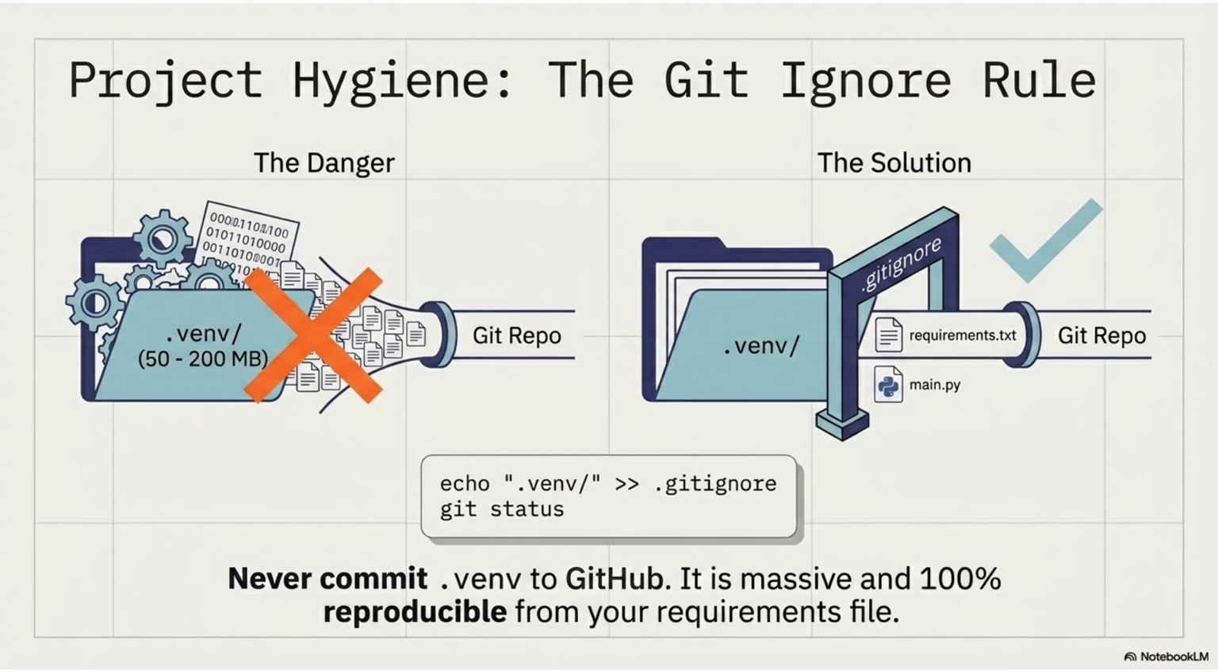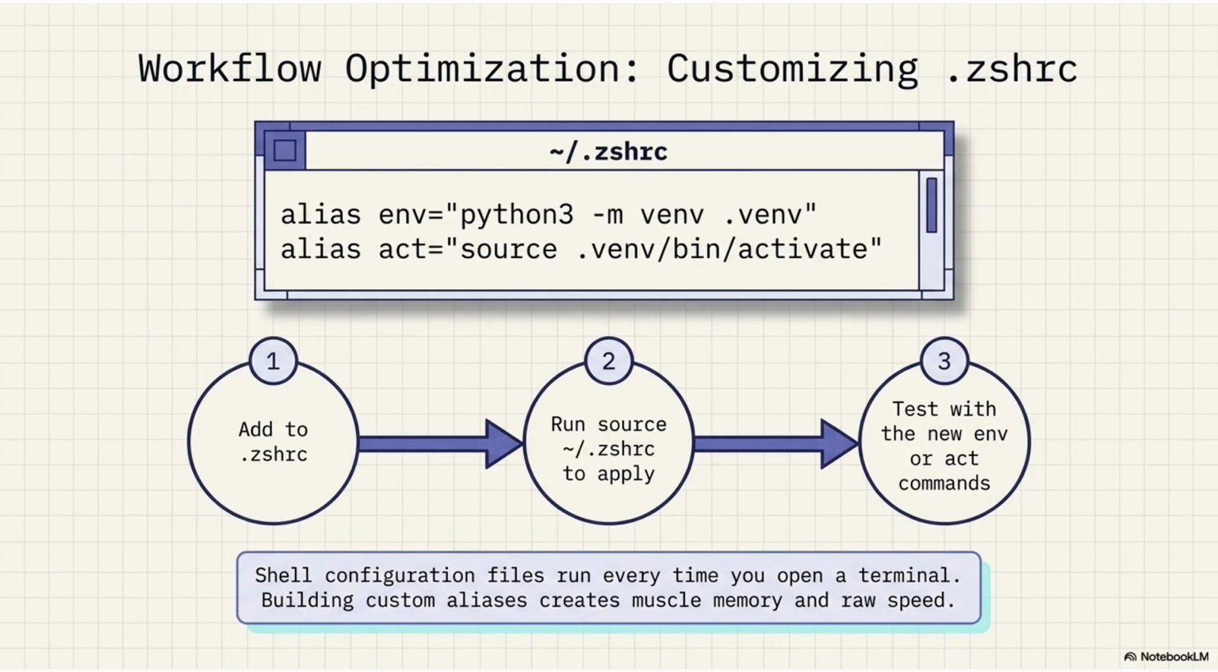The rule is absolute. Never commit .venv to GitHub. It is massive and 100% reproducible from your requirements file. If you ever see a Python repository with that folder inside, its developer has skipped this step.